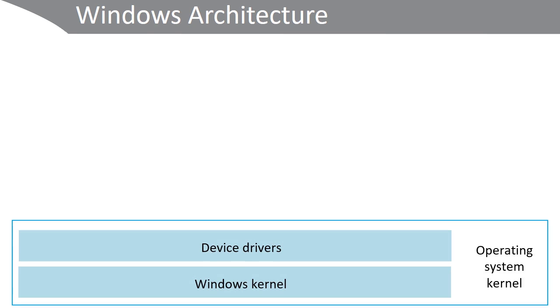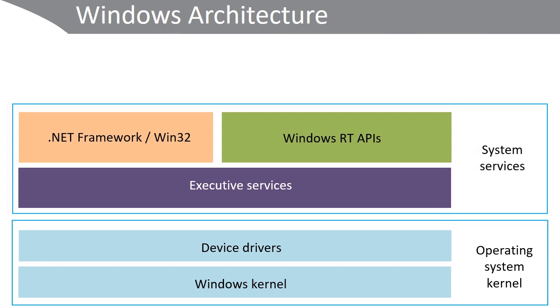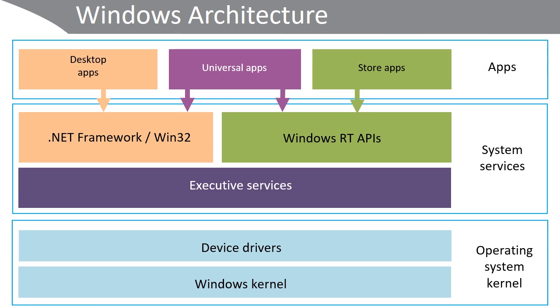You can see here that device drivers sit at the lowest level of the operating system in the kernel. They perform very low-level functions and interact directly with the hardware. Sitting above the operating system kernel layer are system services. These perform functions like accessing the storage, accessing the network, managing security issues, dealing with sign-in. At the top layer of the architecture, we have applications. Windows 10 supports desktop apps, store apps, and universal apps.